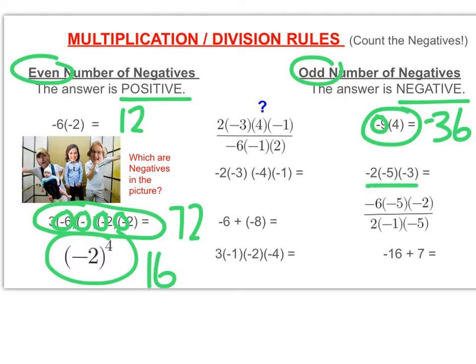Still do the absolute value with this next problem. I do 2 times 5, which is 10, times 3, which is 30, but I count the negatives. I have 1, 2, 3 negatives. That makes it negative 30 because it's an odd number of negatives.